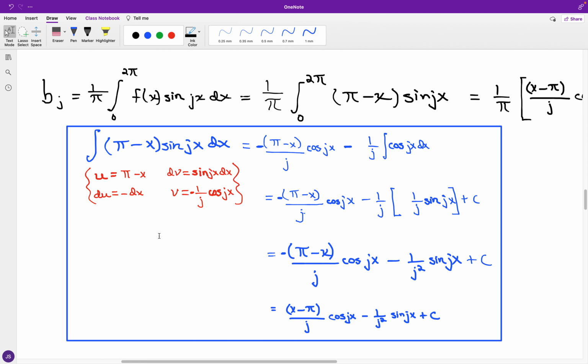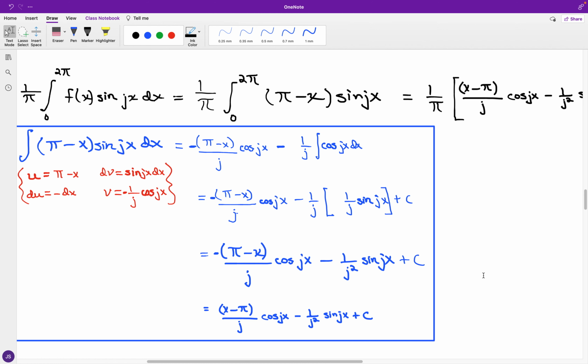Carrying out the u times v minus the integral of v du approach, we end up with the negative of pi minus x over j times the cosine of jx, and minus 1 over j squared times the sine of jx, followed by the constant. The negative of the quantity pi minus x we can write as x minus pi over j, cosine of jx, minus 1 over j squared sine of jx, followed by the constant.